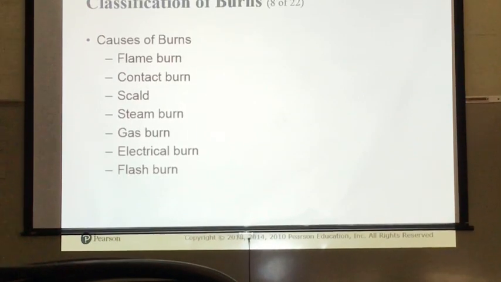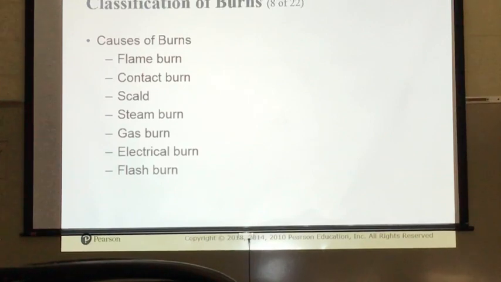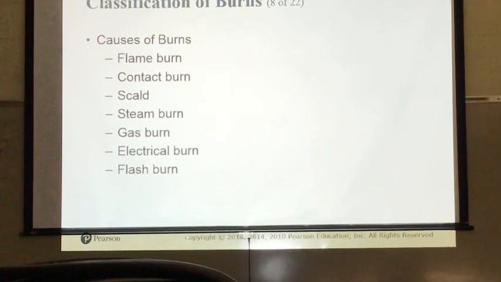Flame burns. The patient comes into contact with an open flame. The clothing may ignite, causing further burn injury. Natural clothing fibers typically burn, whereas synthetic fibers usually melt, causing a contact burn in addition to the flame burn. Contact burns occur from contact with a hot object. The burn is normally localized to the area of contact. An example is touching a hot exhaust pipe on a car.